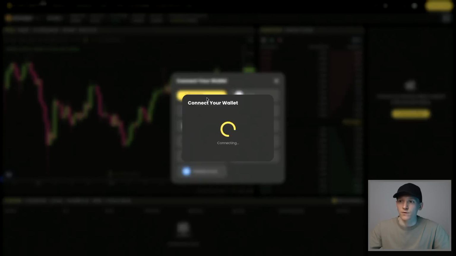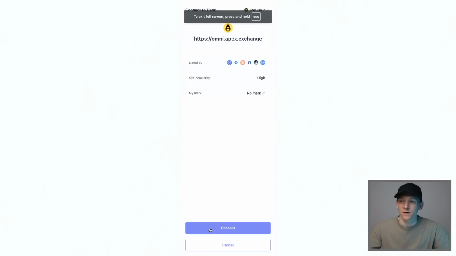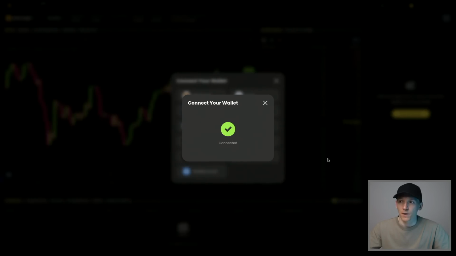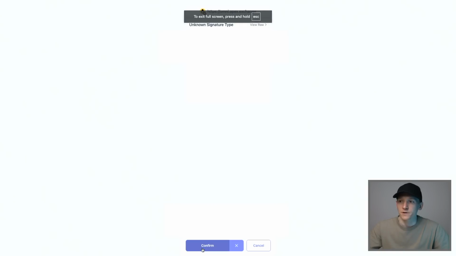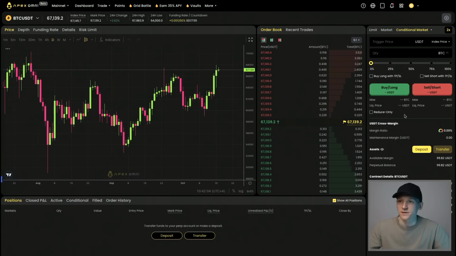So I'm just going to connect my wallet to Apex. Apex is Bybit's decentralized exchange. So if you don't want to use Bybit for any reason, you have crypto in your wallet, you can just connect your wallet here. So I'm just signing this transaction to actually sign into the dApp. I'm just connecting it with my wallet. I don't have an account or anything. Just connect with your wallet and trade.